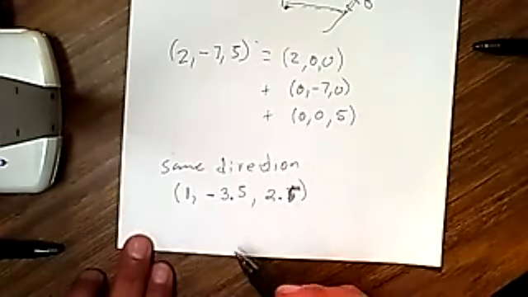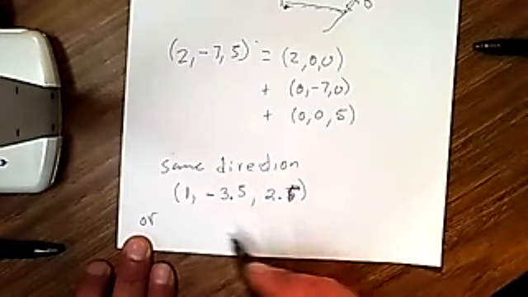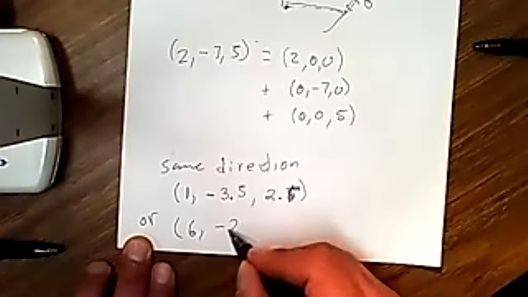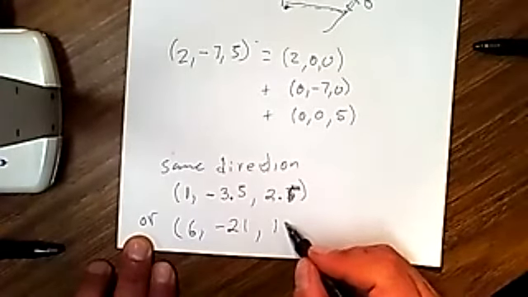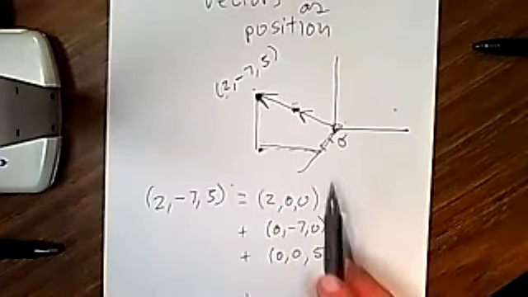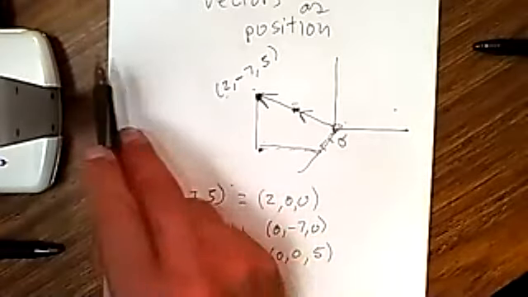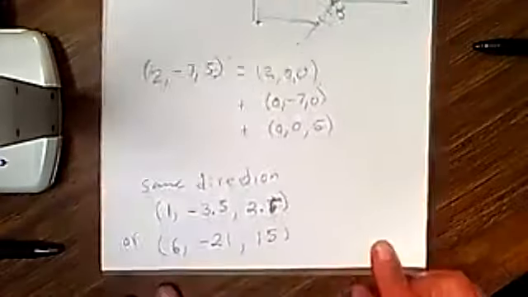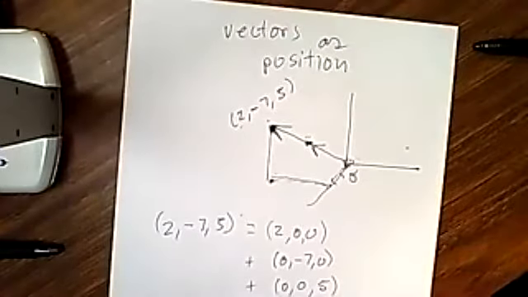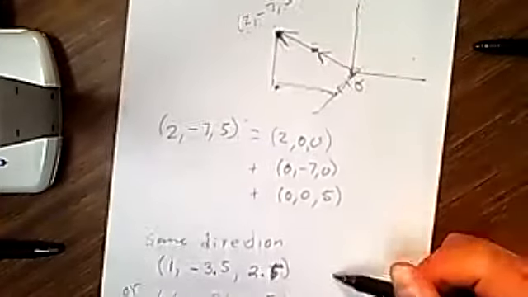We could also multiply by 3, and end up with 6, -21, and 15, which will be in the same direction as our original vector, but 3 times as long. Well, it may not fit into this piece of paper. So we have position, motion, and direction.